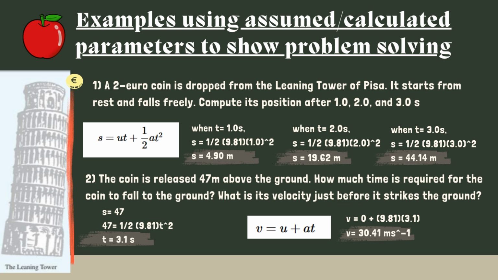For the velocity, we have to use the formula v equal to u plus at because the velocity in this question refers to the coin falling to the ground, not from rest. Based on the formula v equal to u plus at, u is 0 because the coin is from rest, a is positive 9.81 meter per second squared and t is 3.1 seconds based on the previous question. So the answer is given in meter per second, which shows it is the velocity when the coin falls to the ground.